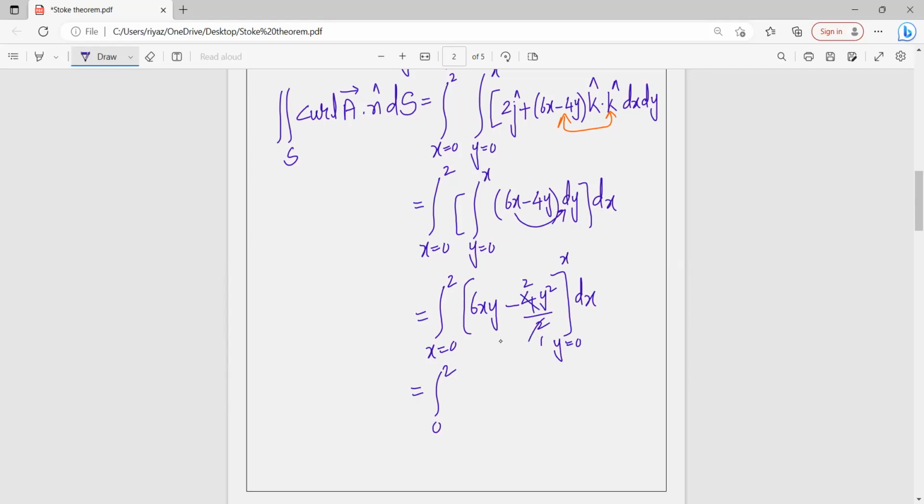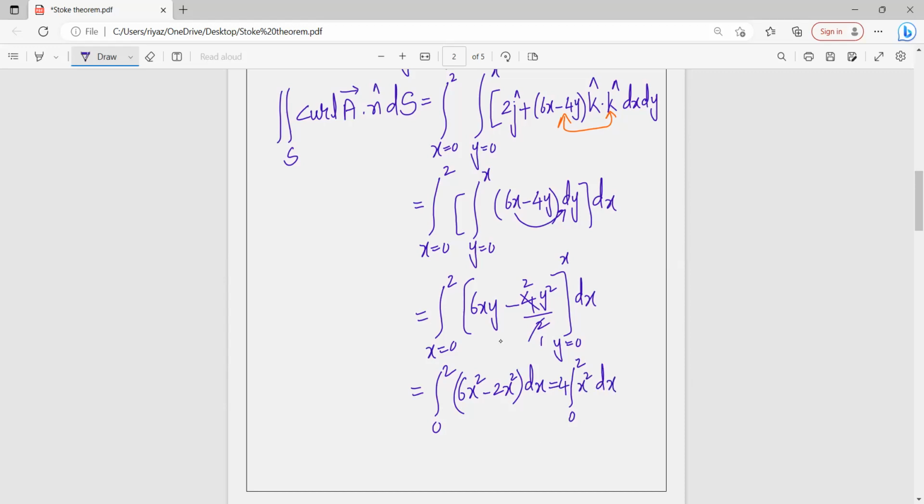Now upper limit, when we put, it is 6x square, in y place we put x. In y square place if we put x, it is 2x square dx. 6x square minus 2x square dx. That value will be equal to 4 now. Minus 2 is 4. So 4 outside, x square dx.